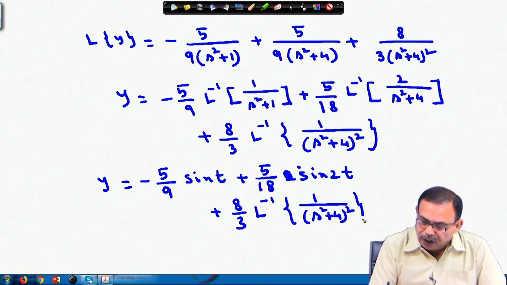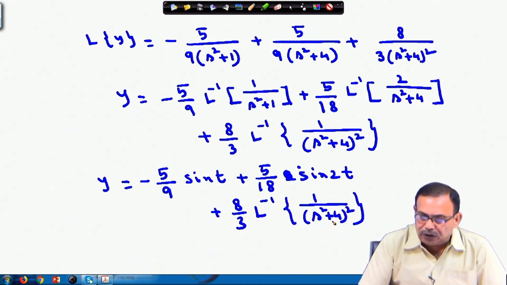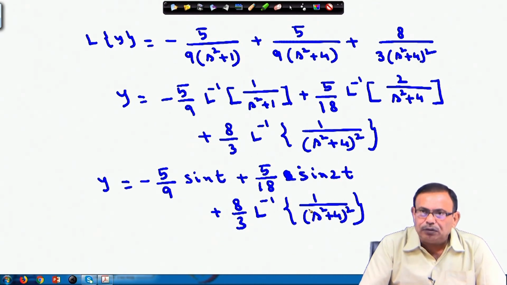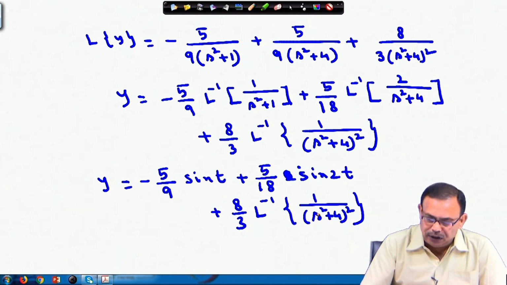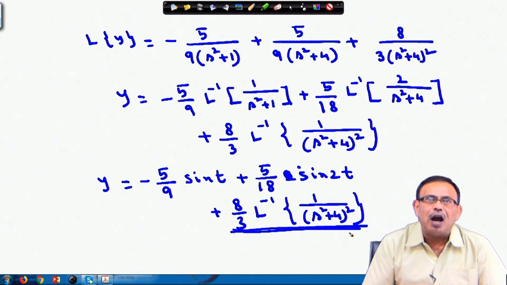So, now I have to find out the Laplace inverse of this, for which I cannot tell directly what the Laplace inverse is. But I think we have solved this type of problem earlier. I hope using convolution we can find out the solution very easily. So, now we will find out the Laplace inverse of this at first.